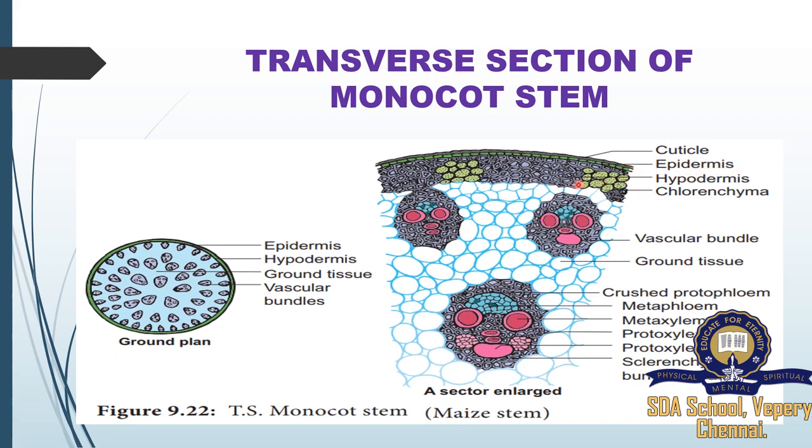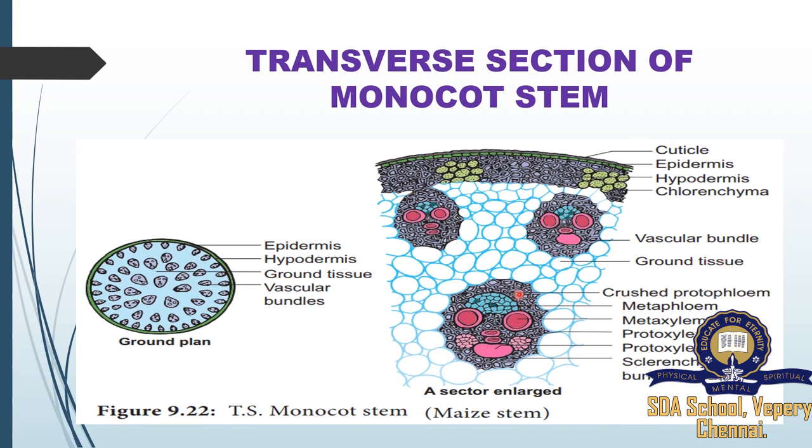Hypodermis is fixed inside the epidermis. Next, chlorenchyma cells. Then the vascular bundles. See here we have different vascular bundles. Then below the vascular bundles we have a center portion, the ground tissue.